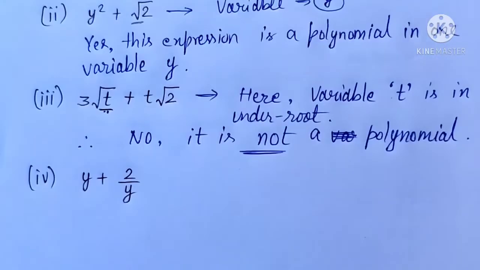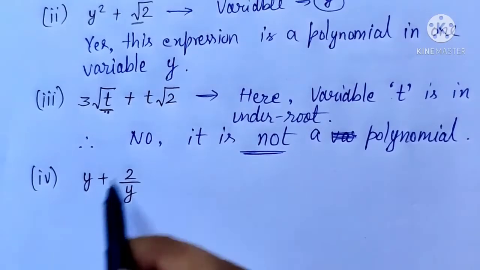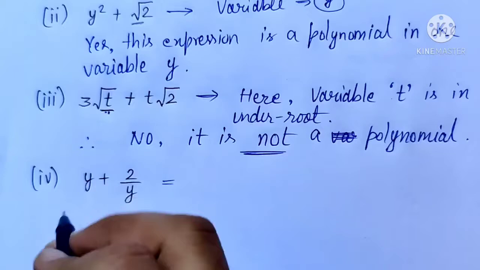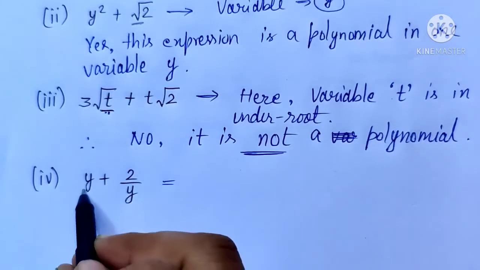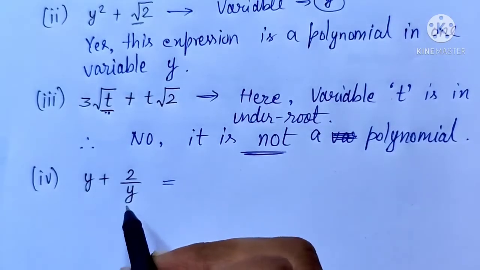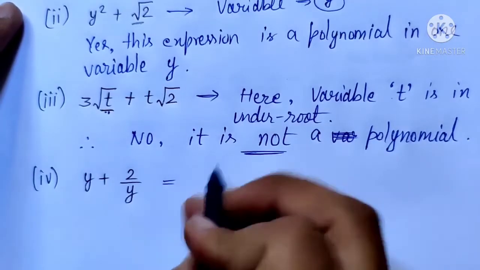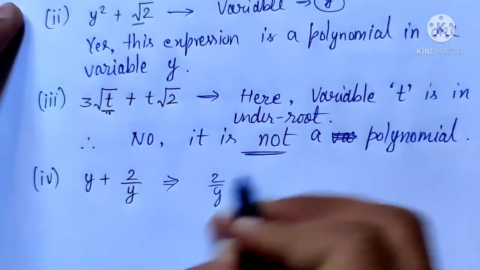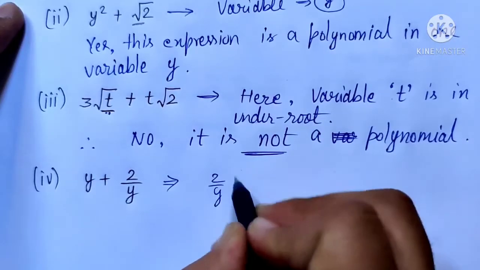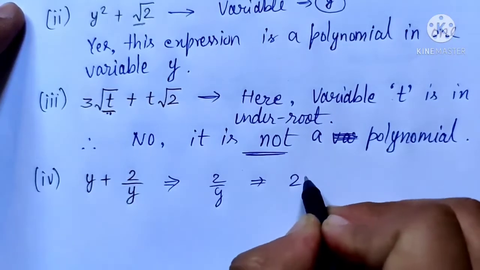Clear? Now the next part is y plus 2 upon y. Here only one variable is there, that is y. But we have to check whether it is a polynomial or not. So y plus 2 upon y. How can we write 2 upon y? We want to take y upside, so we can write it as 2y.